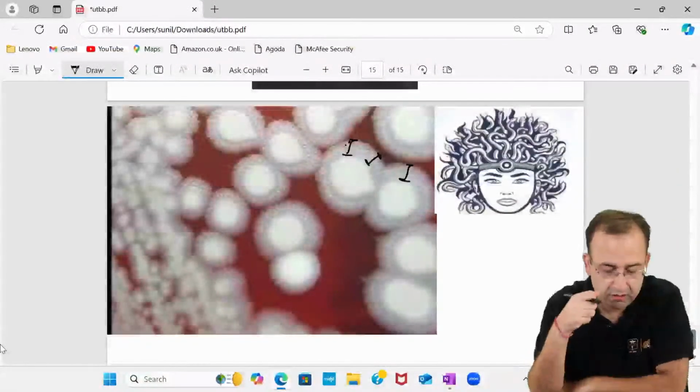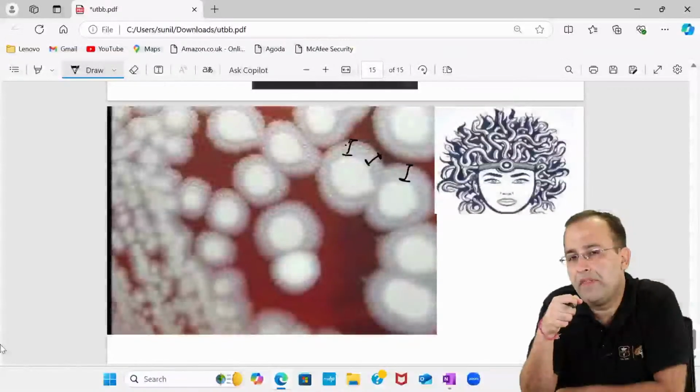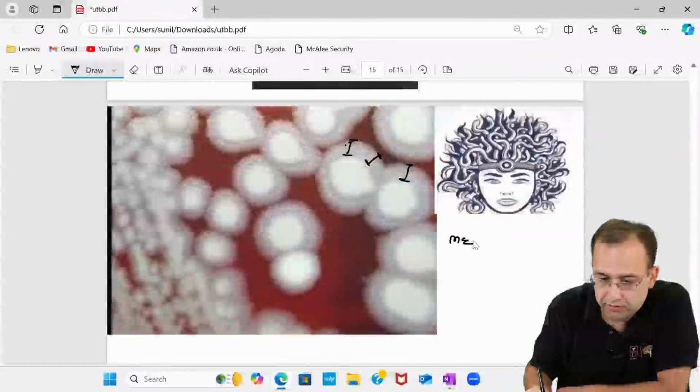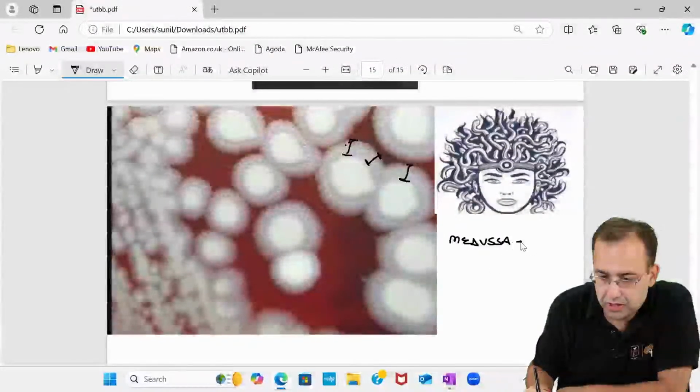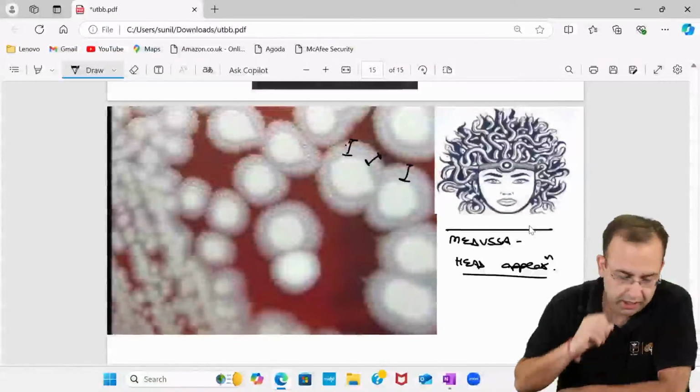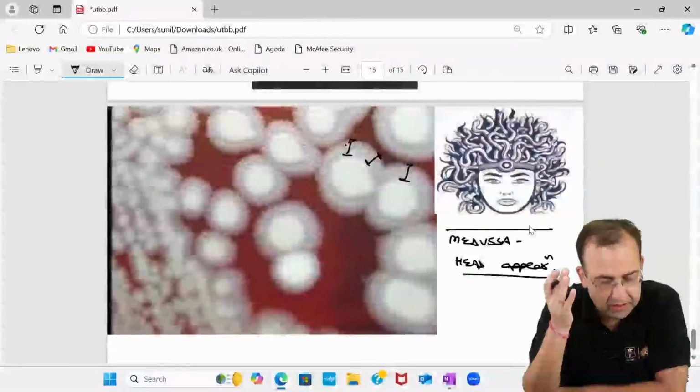And on blood agar, when we look at the edge of the colony with a hand magnifying lens, there is the presence of the classical medusa head appearance. Medusa head appearance, first class.